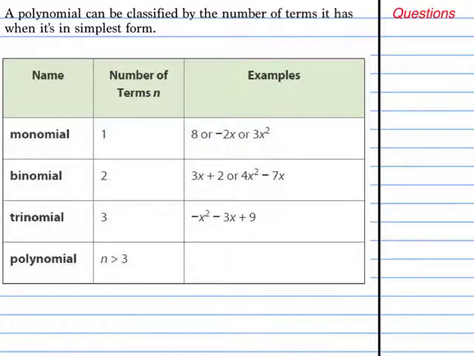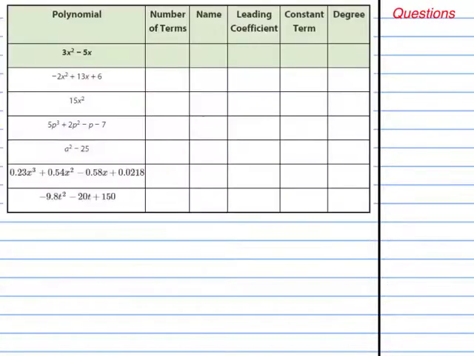Now, a polynomial is going to be referred to as anything greater than three terms. And so here I see 1, 2, 3, 4, 5 terms. So anything greater than 3 will be known as a polynomial. Go ahead and take a moment, pause, copy before continuing on.